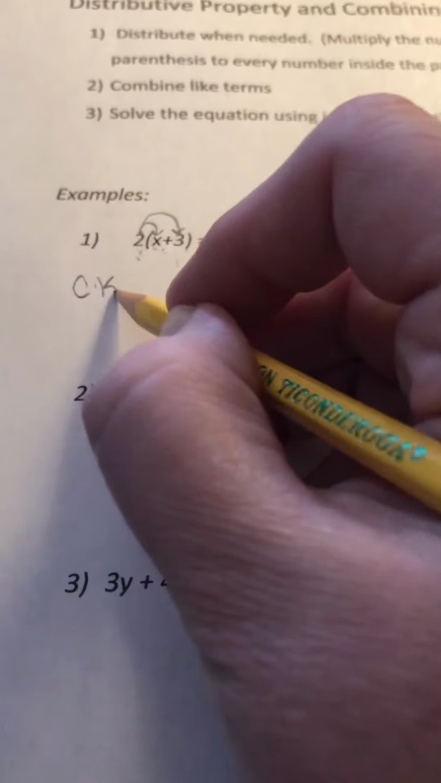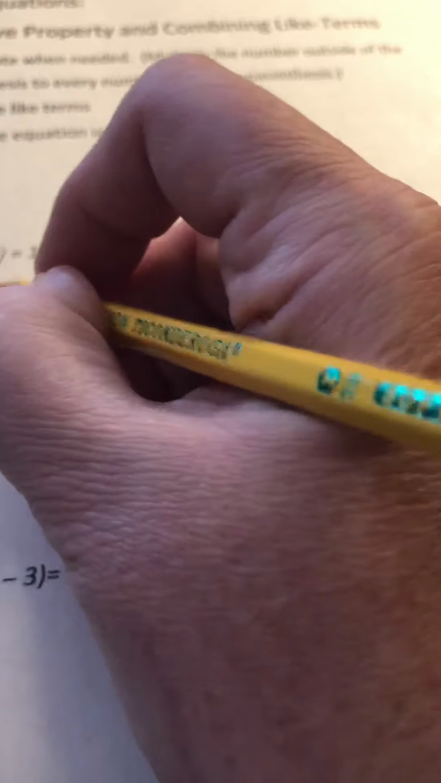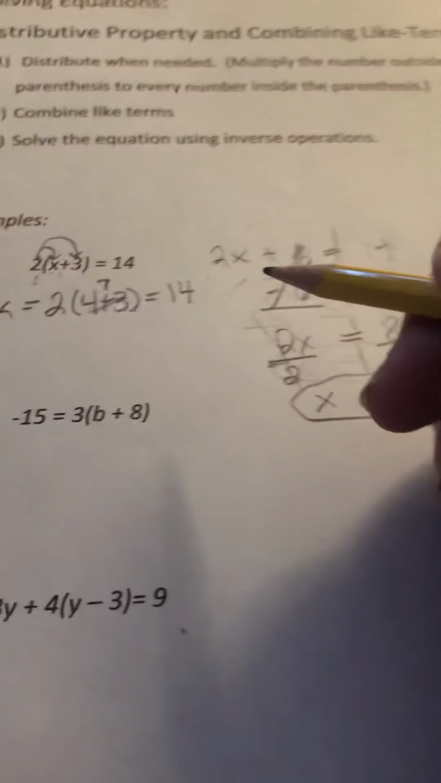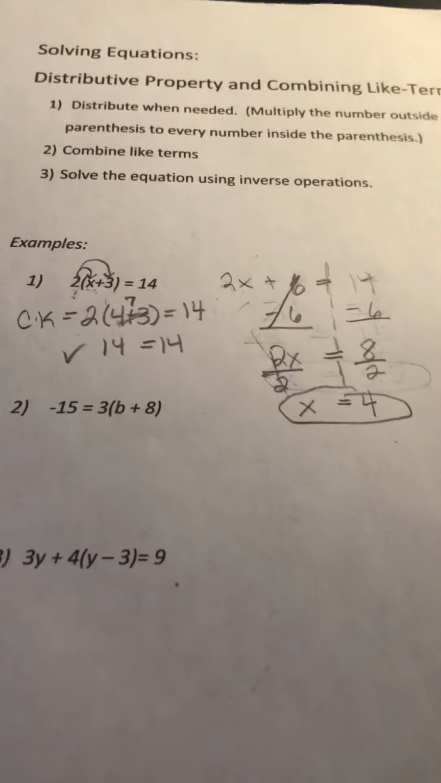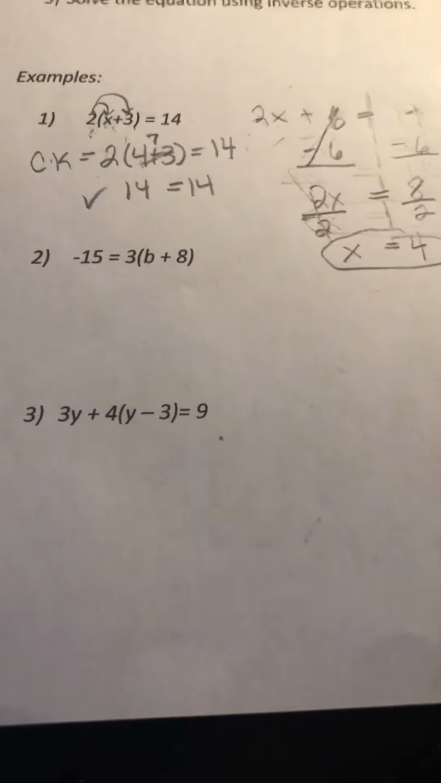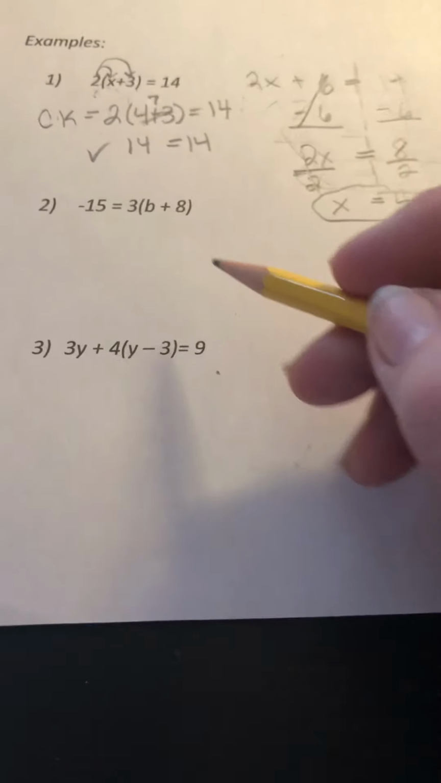If I want to do my check, I can substitute the 4 in for the x. That would leave me with 2 times 4 plus 3 equals 14. 4 plus 3 is 7. 2 times 7 is 14 equals 14. Check, my answer is correct. Remember, I haven't been requiring you to do the checks, but they are helpful to make sure that you did your work correctly. Okay, so in example number 2, we're going to follow the same steps.